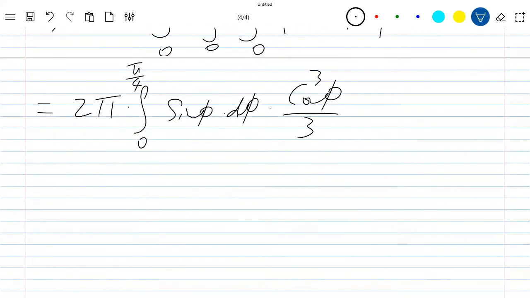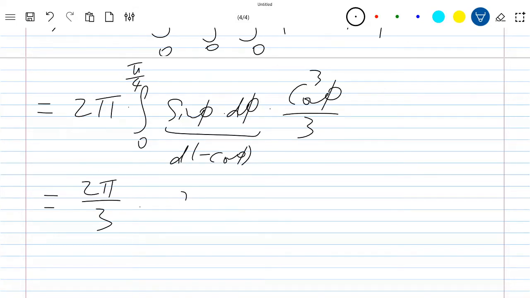Alright, then let's simplify that. 2 pi over 3. Okay, how do you integrate that? You push this one into d of negative cosine phi. Right? Then integrate that. So you will have cosine phi to the 4th over 4. You can call this u substitution, right? They have a negative sign over here. And you plug in 0 to pi over 4.